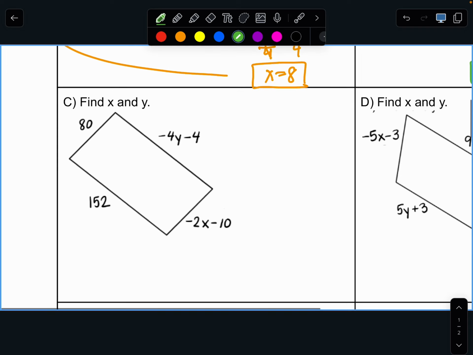How does it change when there's stuff everywhere? It doesn't really, as long as you know which pieces go together. So again, you mark the opposite sides. So now that I've done that, now I just have 2 equations to solve. I'm looking for x and y, because there are variables in both expressions. I just have 2 equations. So for the first one, negative 4y minus 4 equals 152. This is completely made up math.